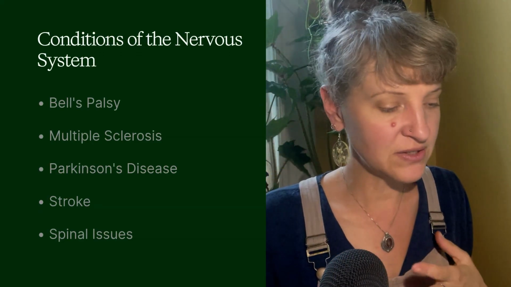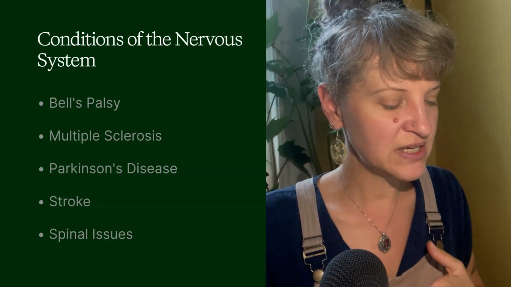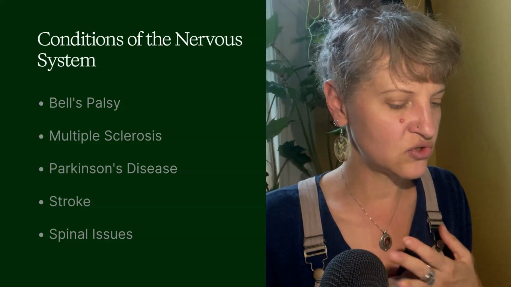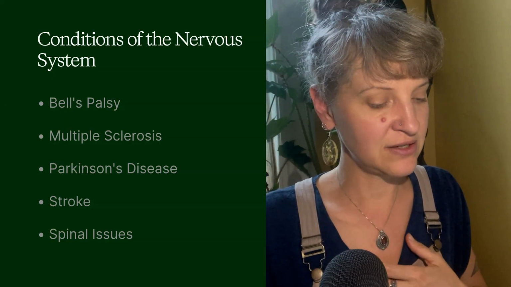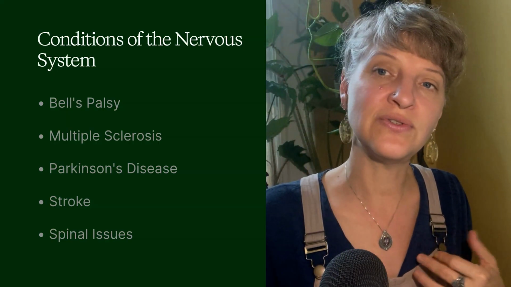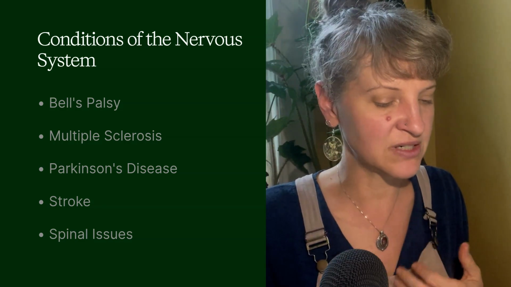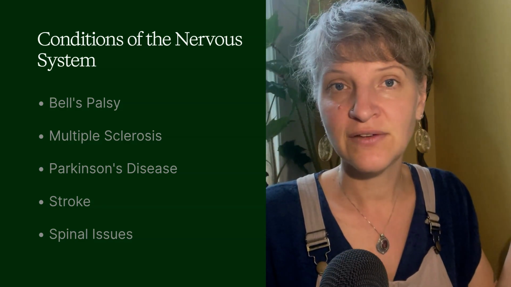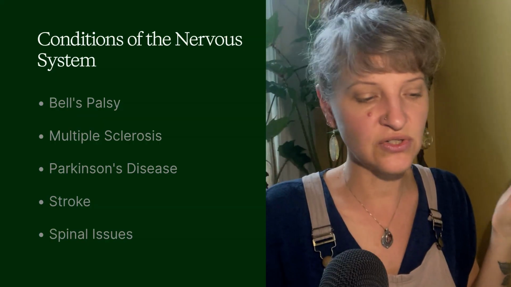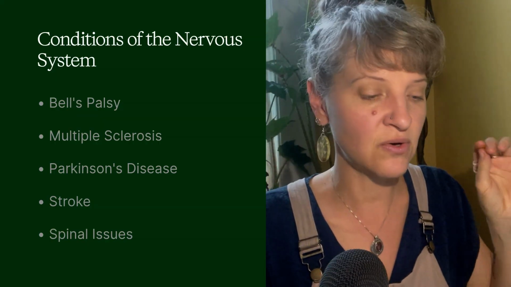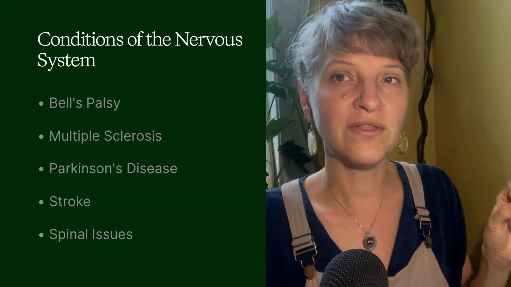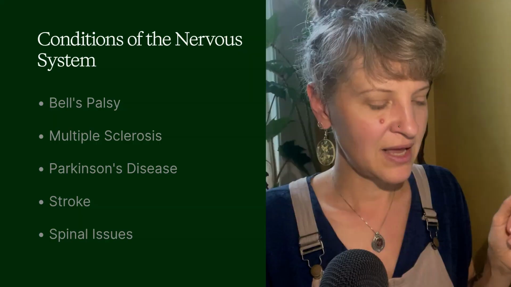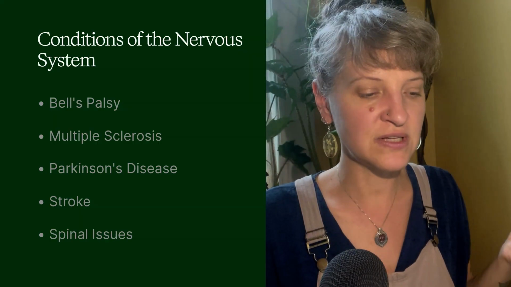We have Bell's palsy, multiple sclerosis, Parkinson's, stroke, and any kind of spinal issues, bulging discs and stuff like that. I'm going to talk about all of that. First of all, pain meds. If somebody's got neurological issues, there's a pretty good chance that they could be on pain meds. So clarify with them where they're at with their pain meds. And then we're going to talk about Bell's palsy.